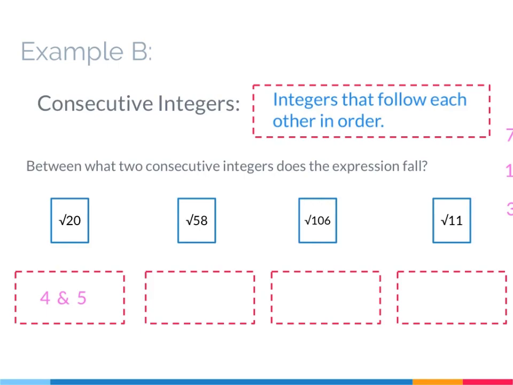So the square root of 58 is between 7 and 8 because 7's perfect square is 49, 8's perfect square is 64, so 58 falls between those two numbers. 106, I'm going to square root that. That's going to be between 10 and 11 because, again, 100 and 121. And the last one, the square root of 11, is going to fall between 3 and 4. Now that we've got all of our answers, let's move on to example C.